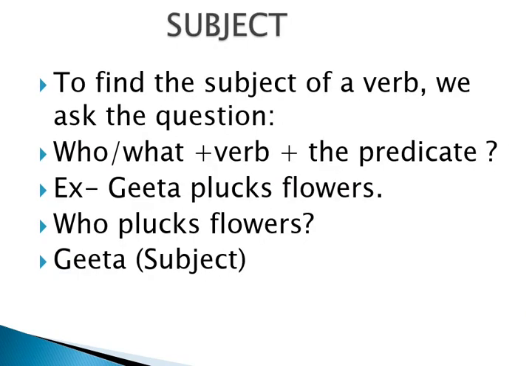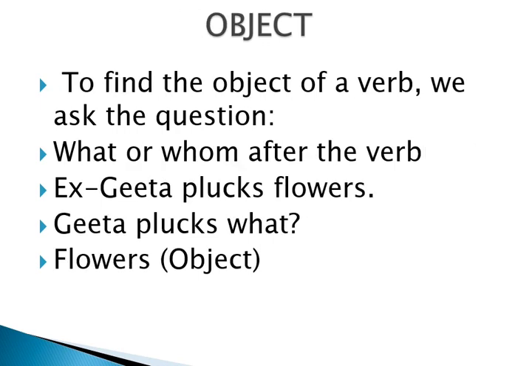Now, how do we find the subject of a verb? To do this, we ask this question, children. Who or what plus verb plus the predicate. Like Geeta plucks flowers. So who plucks flowers? Geeta. So Geeta is your subject. Before the verb, you are asking the question who or what in order to find your subject. To find the object, we ask the question what or whom after the verb. There we were asking what or who before the verb. Here we are asking what or whom after the verb. Like Geeta plucks flowers. Geeta plucks what? Flowers. So after the verb, when you are giving the answer to what or whom, you get your object.